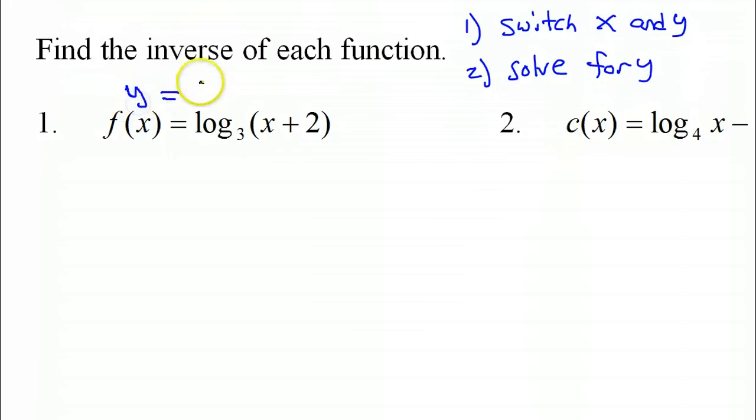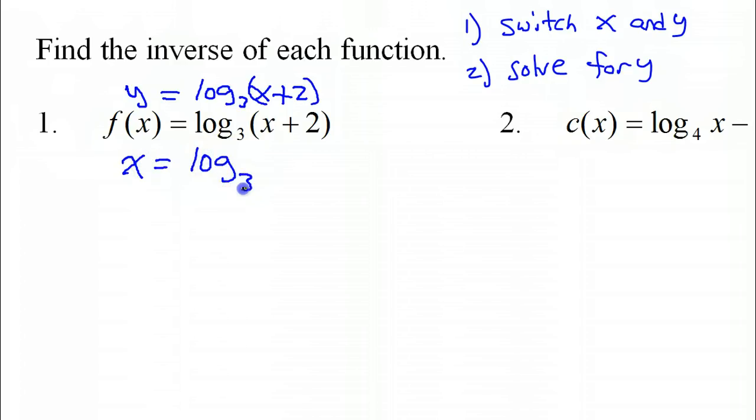y equals log base 3 of x plus 2. Okay, that is what we really have. This f of x is just like a y. So we need to switch x and y and solve for y. If we switch x and y, this becomes x equals log base 3 of y plus 2. So that's great. The question is now, how do we solve for y?